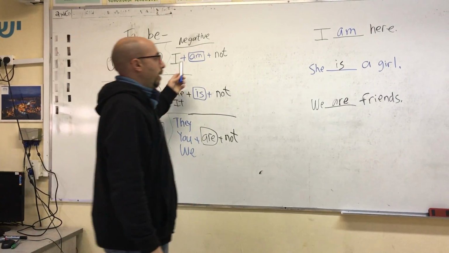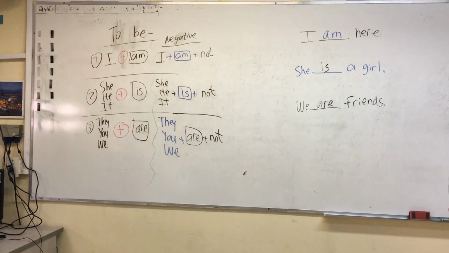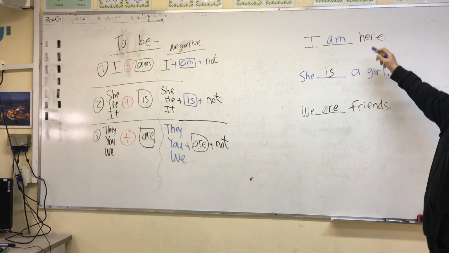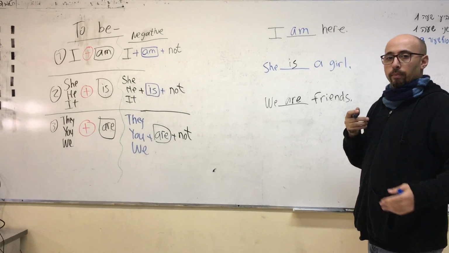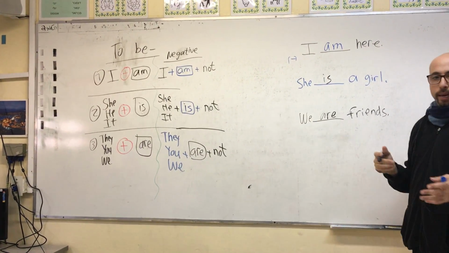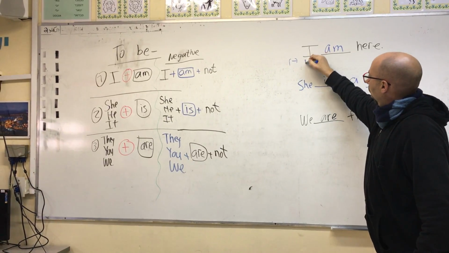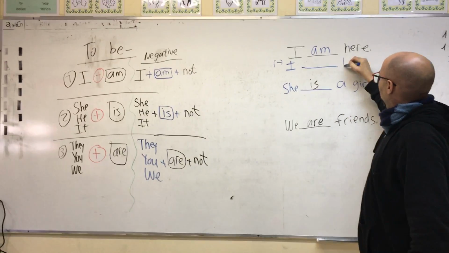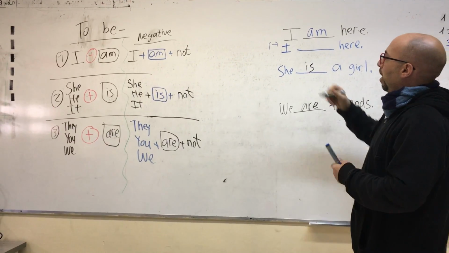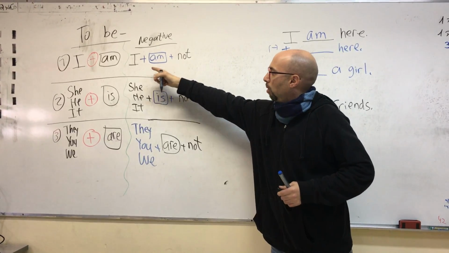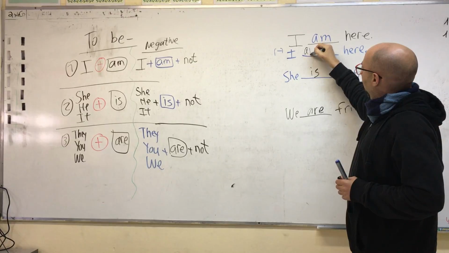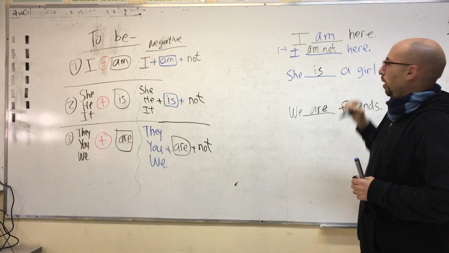Now, let's try and turn all our sentences in the positive to the negative. For example, I am here. Now I want to move it to the negative. So I'm going to put a marker here as if it's negative and write I am not. I simply follow the table. There's a table which is set up for me. I am not here.